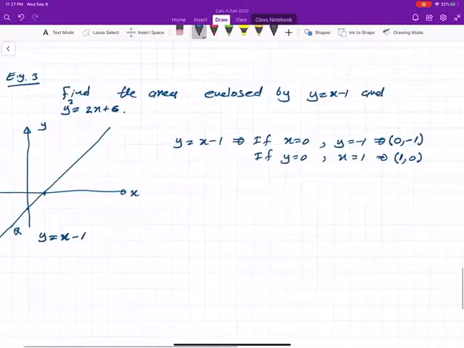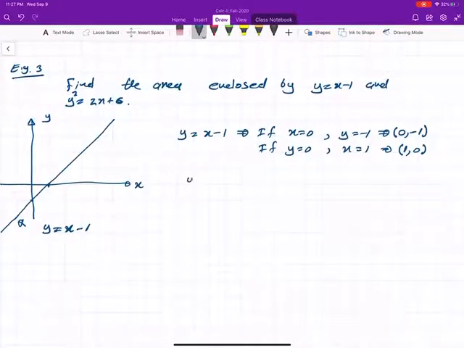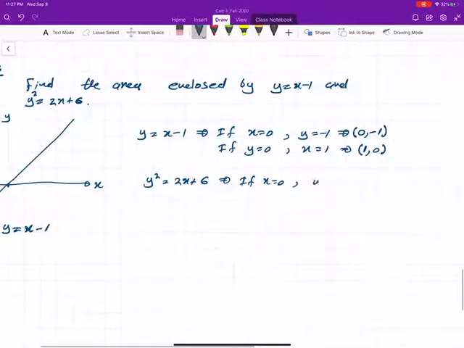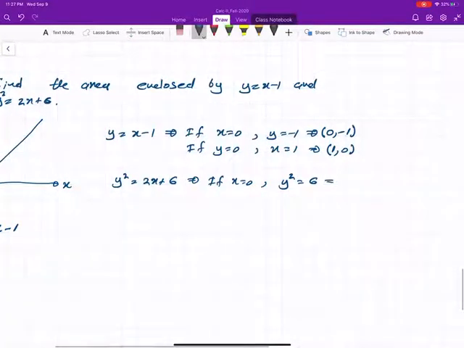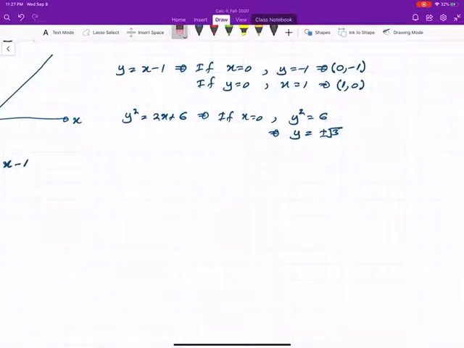All right, now let's draw the curve. Now it is y squared equals 2x plus 6. As before, you have to plug in some points. What happens if x equals 0? If x equals 0, you have y squared equals 6. That gives you y equals plus or minus the square root of 6. So this will give you 2 points. The first point is 0 comma square root of 6. The other point is 0 comma minus square root of 6.